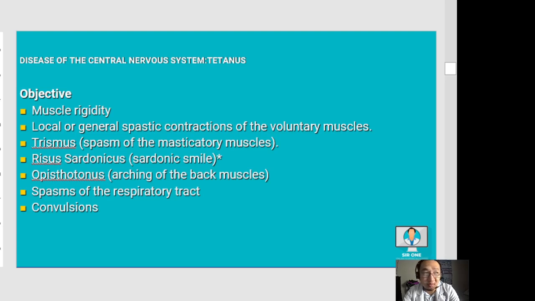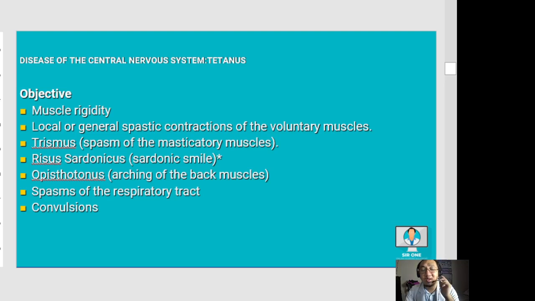Then risus sardonicus or sardonic smile as a pathognomonic sign. According to most references, this is also the other name for lockjaw or tetanus. And we have opisthotonus, arcing of the back muscles, and spasms of the respiratory tract, and usually this is one of the causes of death when a patient has tetanus, usually respiratory paralysis or arrest. Then if it reaches the brain, of course, the patient may have convulsions.